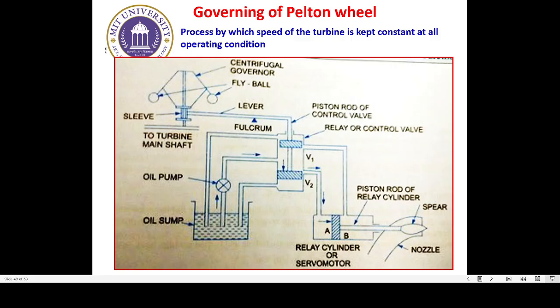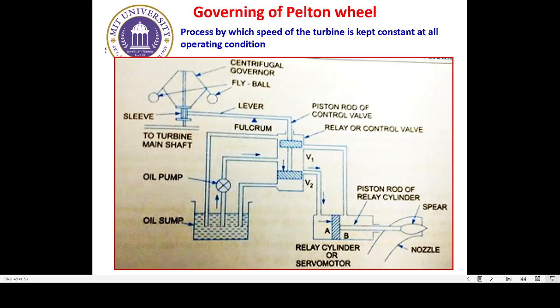Now the arrangement shown in this slide indicates the position of the piston in the relay cylinder, the position of the control or relay valve, and the fly balls of the centrifugal governor when the turbine is operated under normal circumstances, or we can say it is operating at the normal speed. So whatever positions I just described are the positions when the turbine is running at its normal speed.